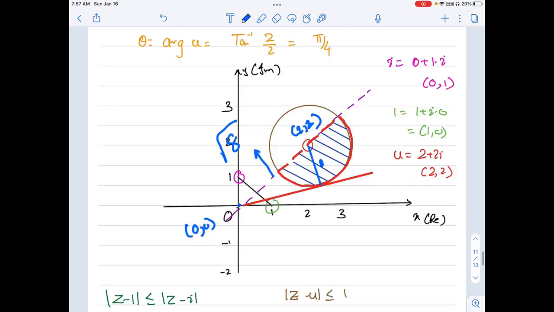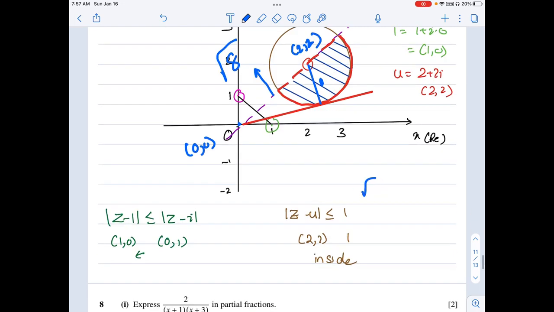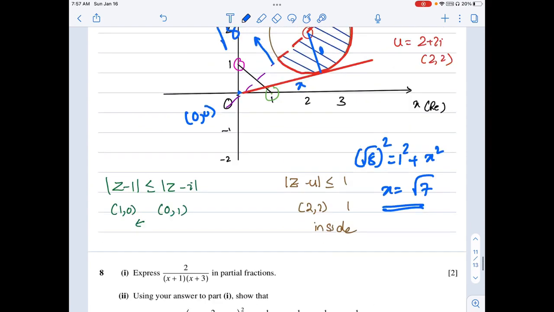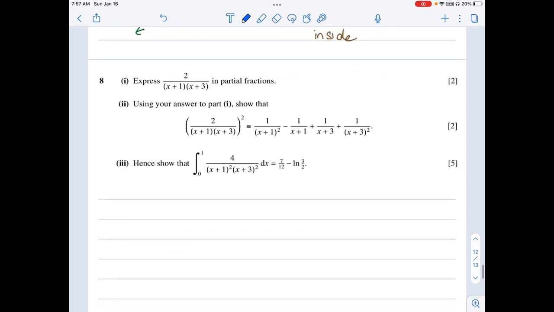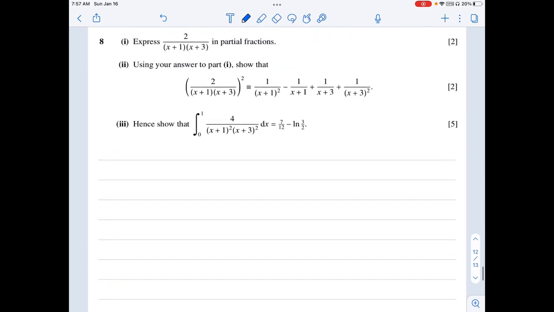So it is a right angle triangle. (√8)² = 1² + x², where x is this distance. So x² = 8 - 1, x = √7. So what is going to be the answer? √7 is going to be the answer. That's question number 7. Now question number 8.